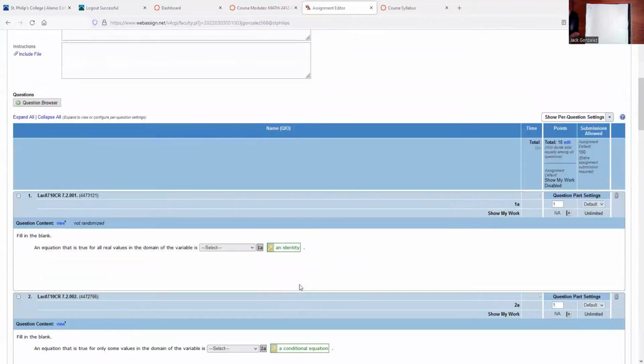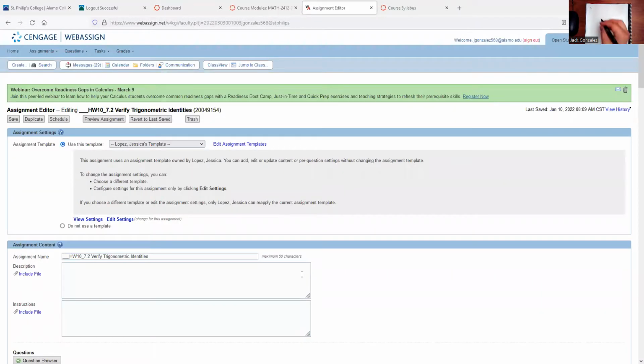7.2. Verify. Just keep it short, trig identities.